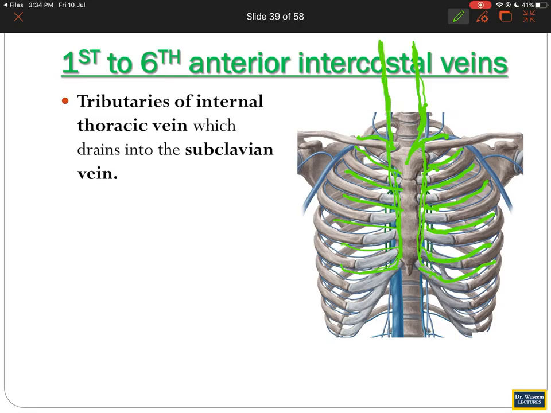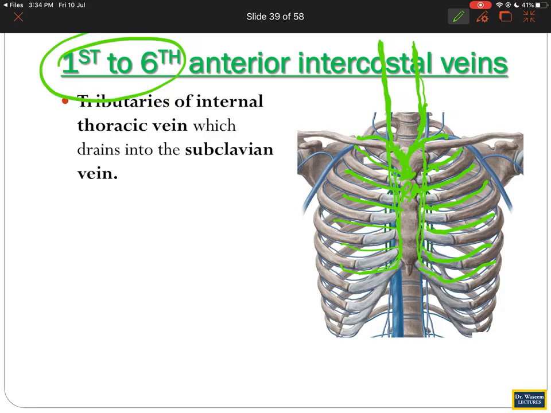And both brachiocephalic veins join together to form the superior vena cava, and the superior vena cava will open here into the right atrium of the heart. So the anterior intercostal veins are for intercostal spaces 1 to 6; that problem is solved here.